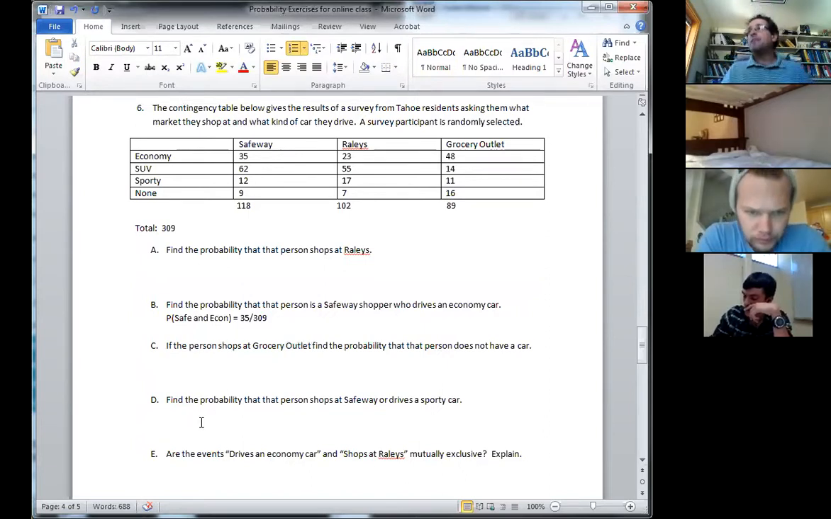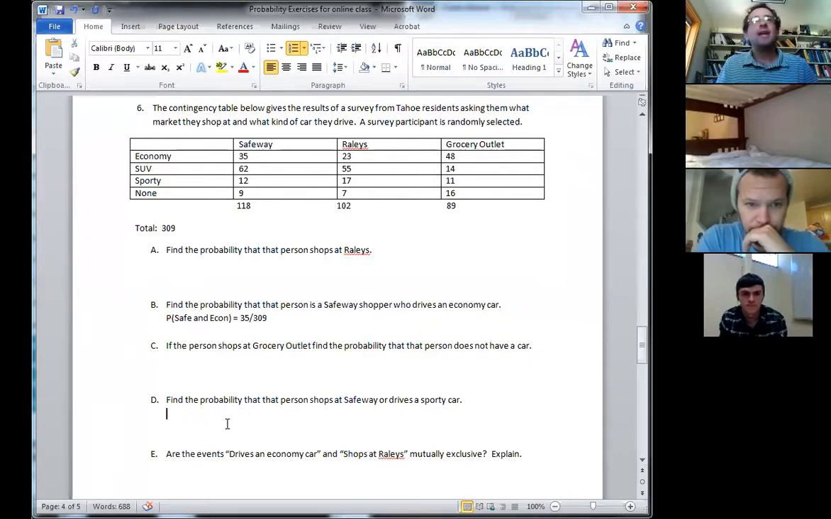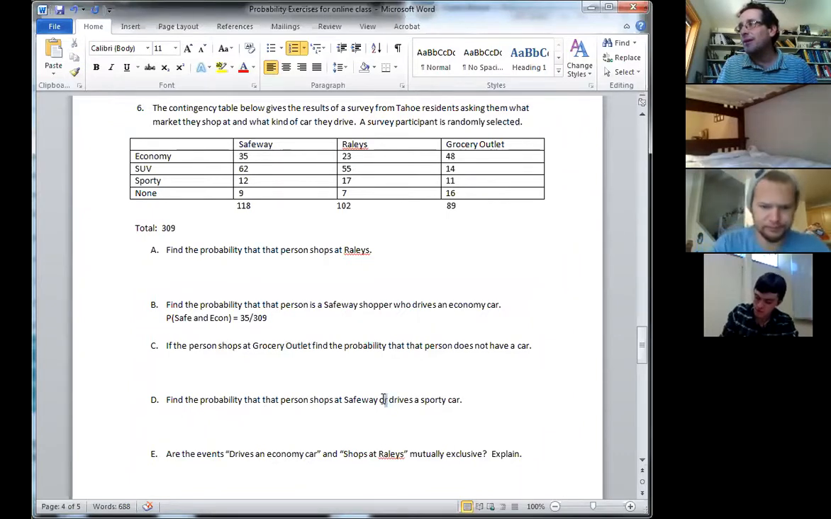Okay, D: find the probability that a person shops at Safeway or drives a sporty car. This one you're going to have to do a little arithmetic. So if you can type this one out, and again, remember the formula for or. Or was a key formula here. So write the expression. I don't care about the true answer. I want the expression. The denominator is not going to be 118, actually.